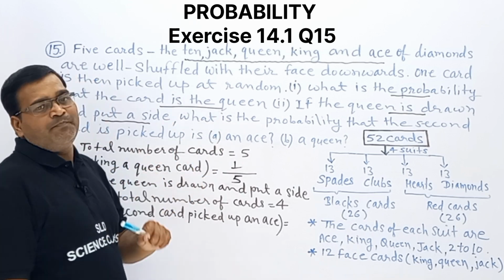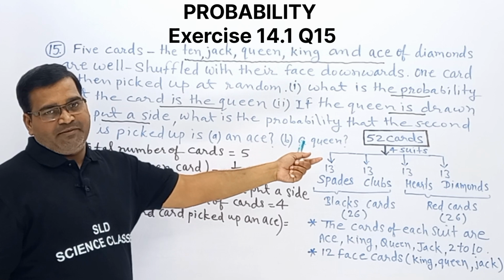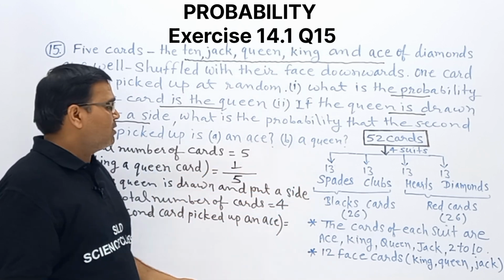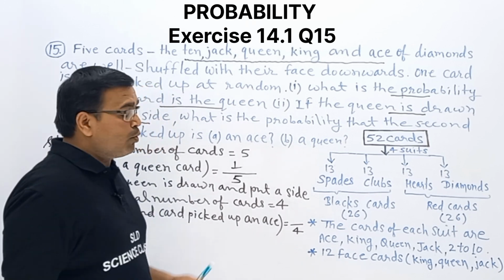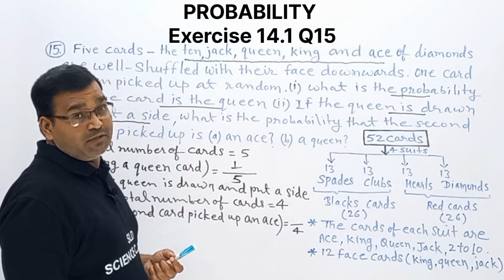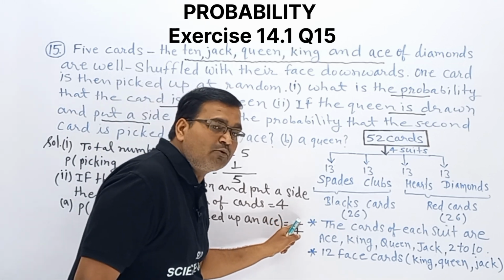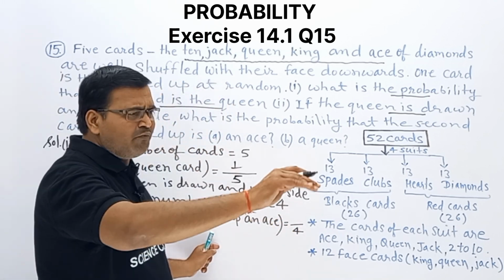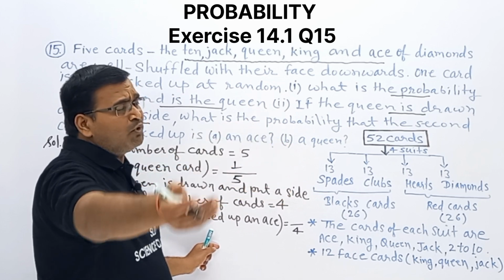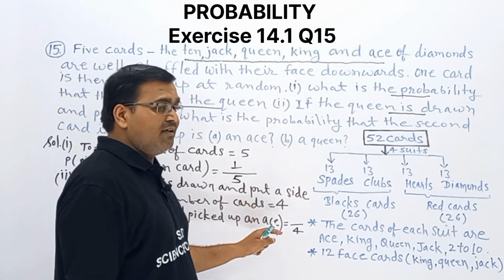In the second one, we draw a queen and put it aside. Now we have only 4 cards. So the total possible outcomes. What is the probability? The probability of an event is the number of favorable outcomes divided by the total possible outcomes. So in this case, we draw a queen and put it aside. Then we want the probability of the second card picked up being an ace.